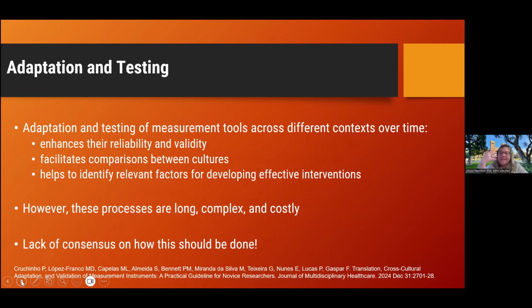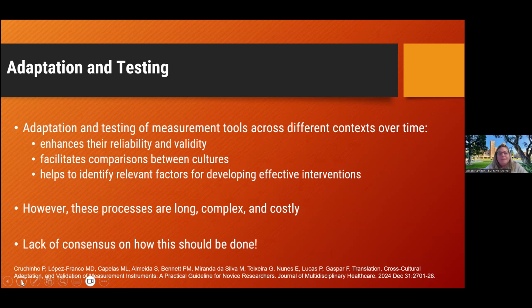If we do this in an appropriate way, and there is this wonderful paper that just came out recently about translation, cross-cultural adaptation and validation, a practical guideline. It's cited down there. It came out just under a year ago. It's very, very thorough, very, very recent. So it really brings in so much of the thinking that's been done in this area.